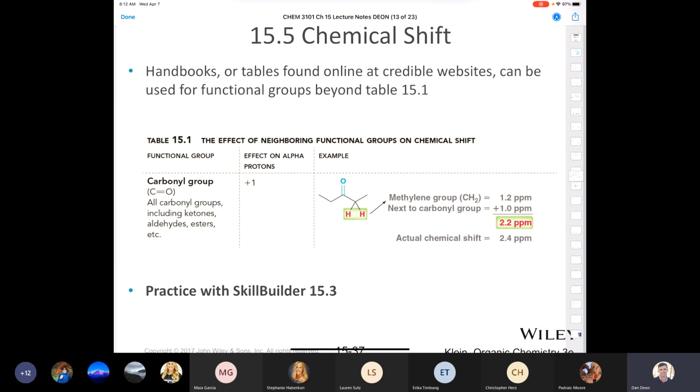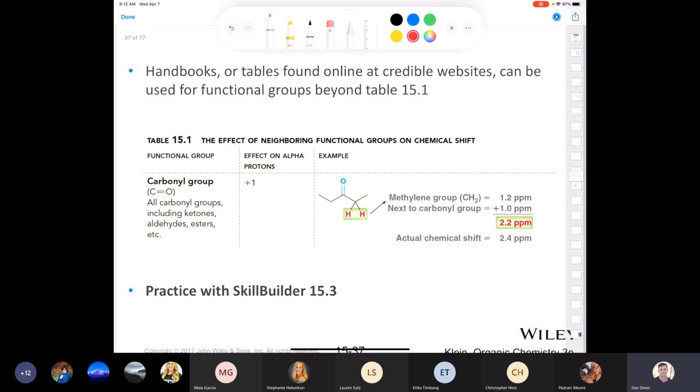Anyhow, there's one more in table 15.1, and that is the electron withdrawing effect of a carbonyl group from a ketone, an aldehyde, and ester. So if a methylene is alpha to a carbonyl directly, we add 1 part per million. So again, the baseline of a methylene was 1.2. We add 1 to it, and we get 2.2 parts per million. This molecule is called 3-pentanone.